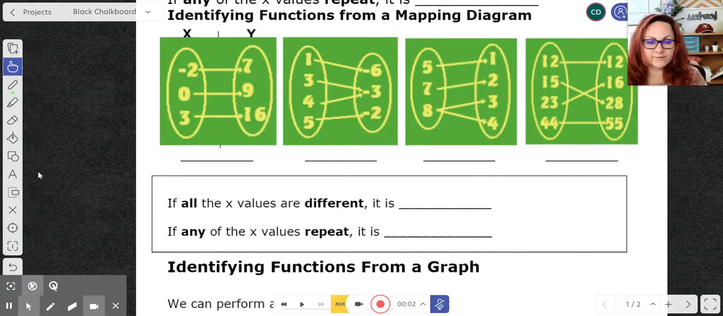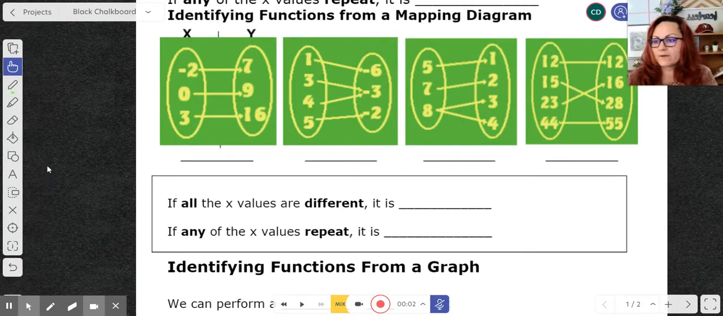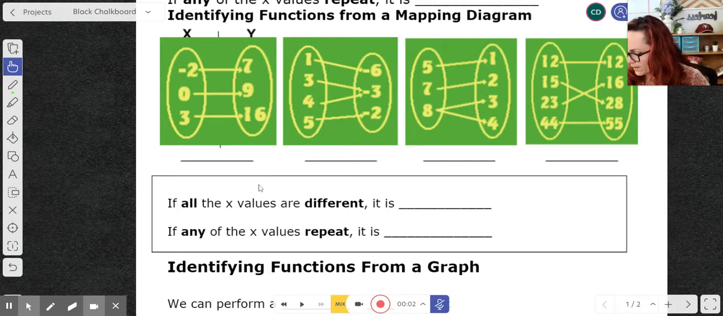Here we're going to identify functions from a mapping diagram. This we can refer to the soda machine. I always kind of like to go back to that, right? Where you have your input and then your output. And for every one input, when you push the button on the soda machine, you should have one output. It doesn't matter that the soda machine has nothing but water in it, right? And you get the same thing every time, as long as you only get one thing coming out for every one input. So let's take a look, okay?